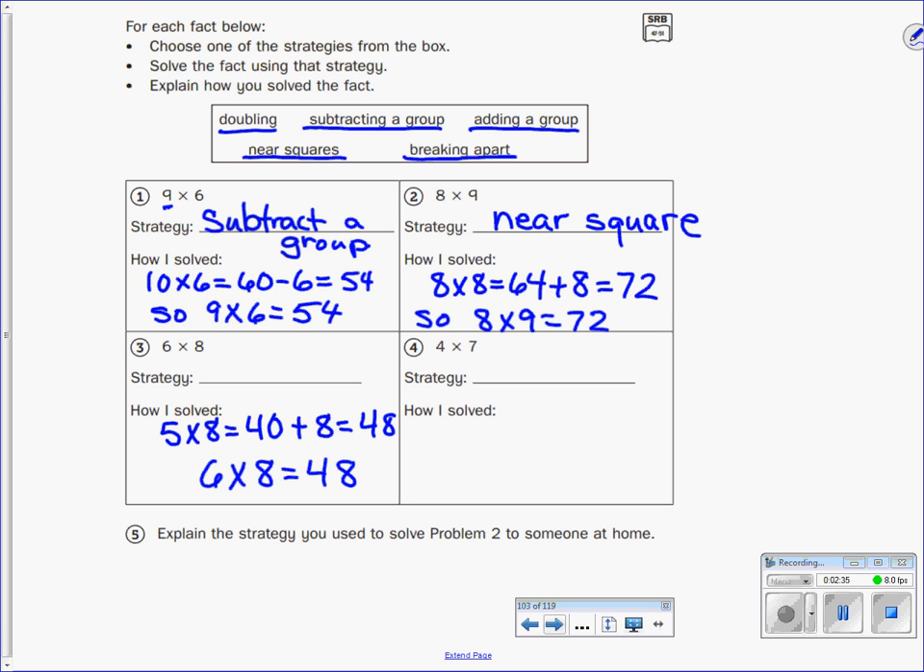Okay. Boys and girls, you do not have to use the same strategy as I used. You can use a different strategy. Our goal is to make sure that we get the same answer. So here I did adding a group.